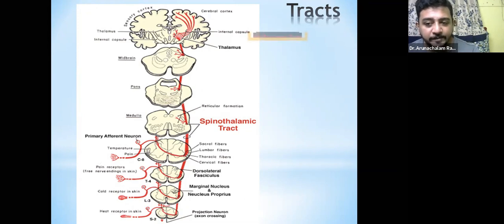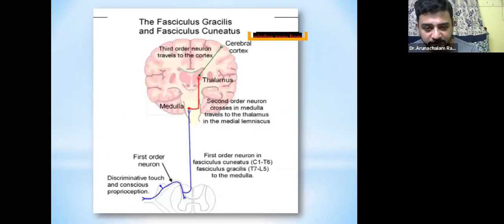So very importantly, you have to remember the spinal crossing of the spinothalamic tract. The spinothalamic tract crosses at the level of spinal cord itself. So this is going to be important for your differential diagnosis. The second thing is the posterior column, or the cuneatus and gracilis, tract of cuneatus and gracilis.